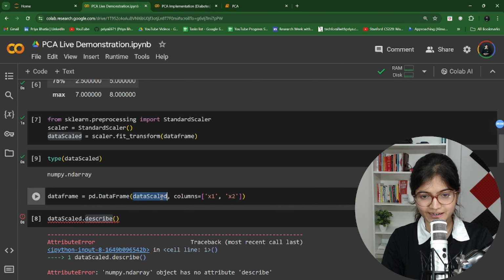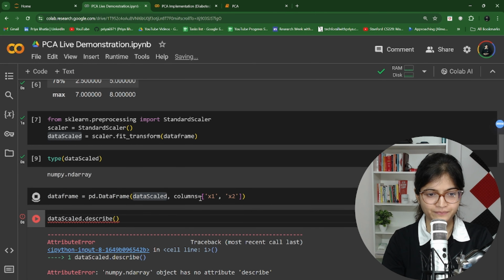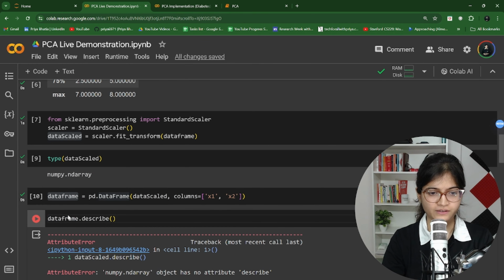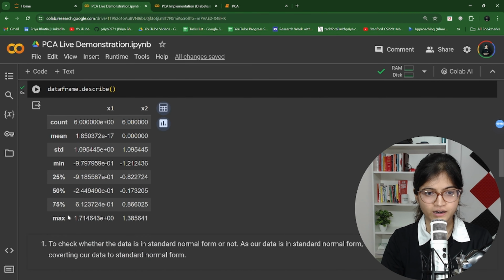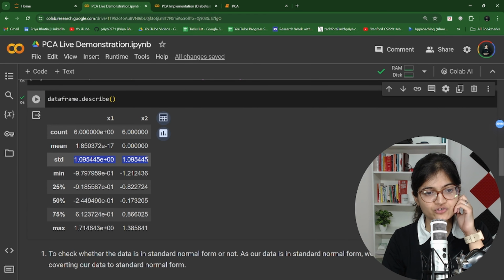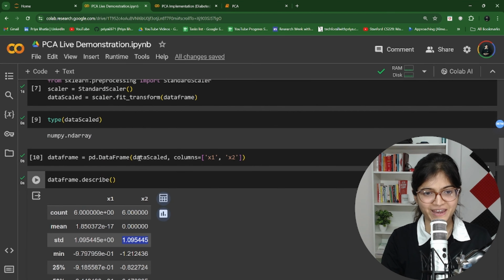So we can take data scaled again. Columns will remain x1, x2. Let's do that, and let's recheck the description and see what we are getting now. Now it is good, right? So mean is approximately equal to 0, because it's an exponential of -17, approximately 0. And STD is approximately equal to 1. I think it makes sense now.